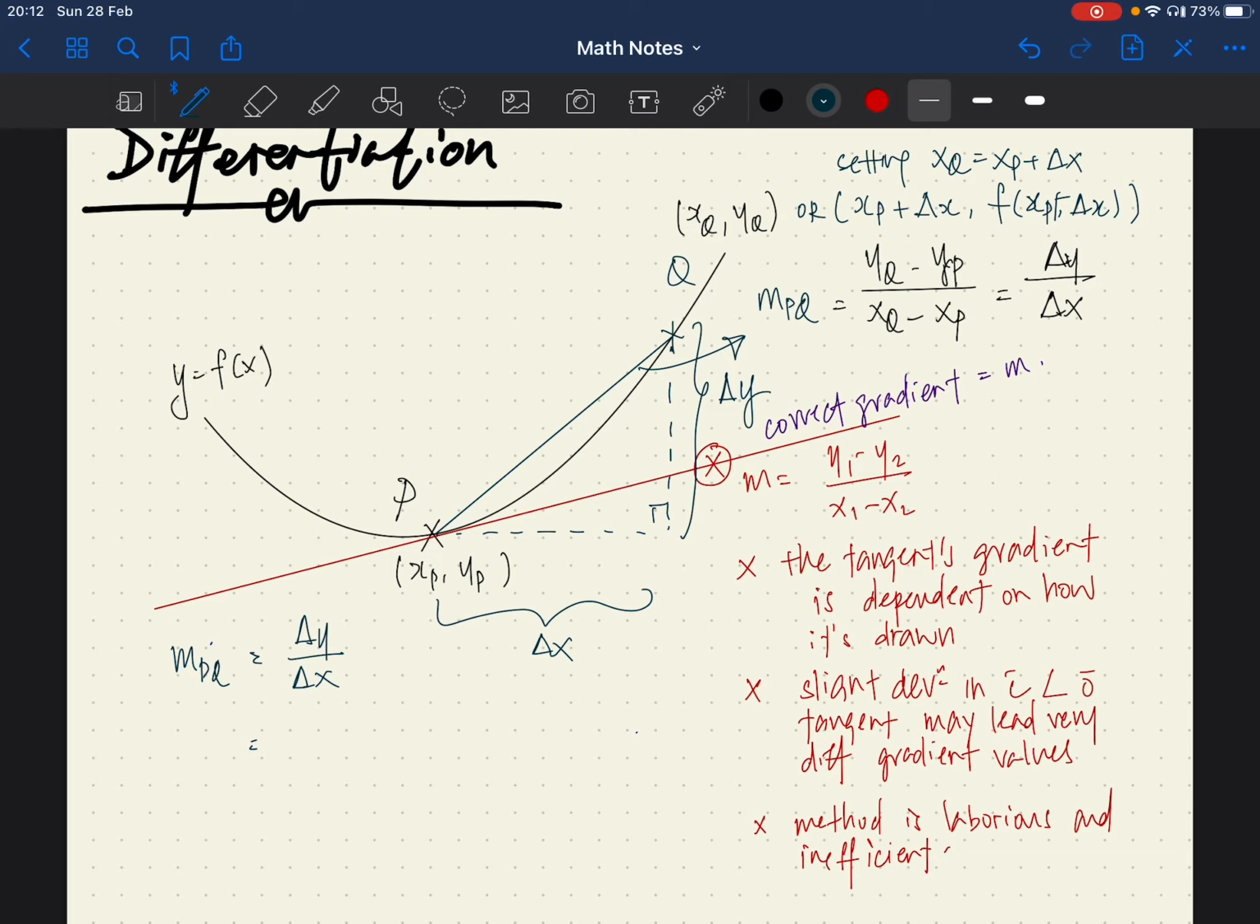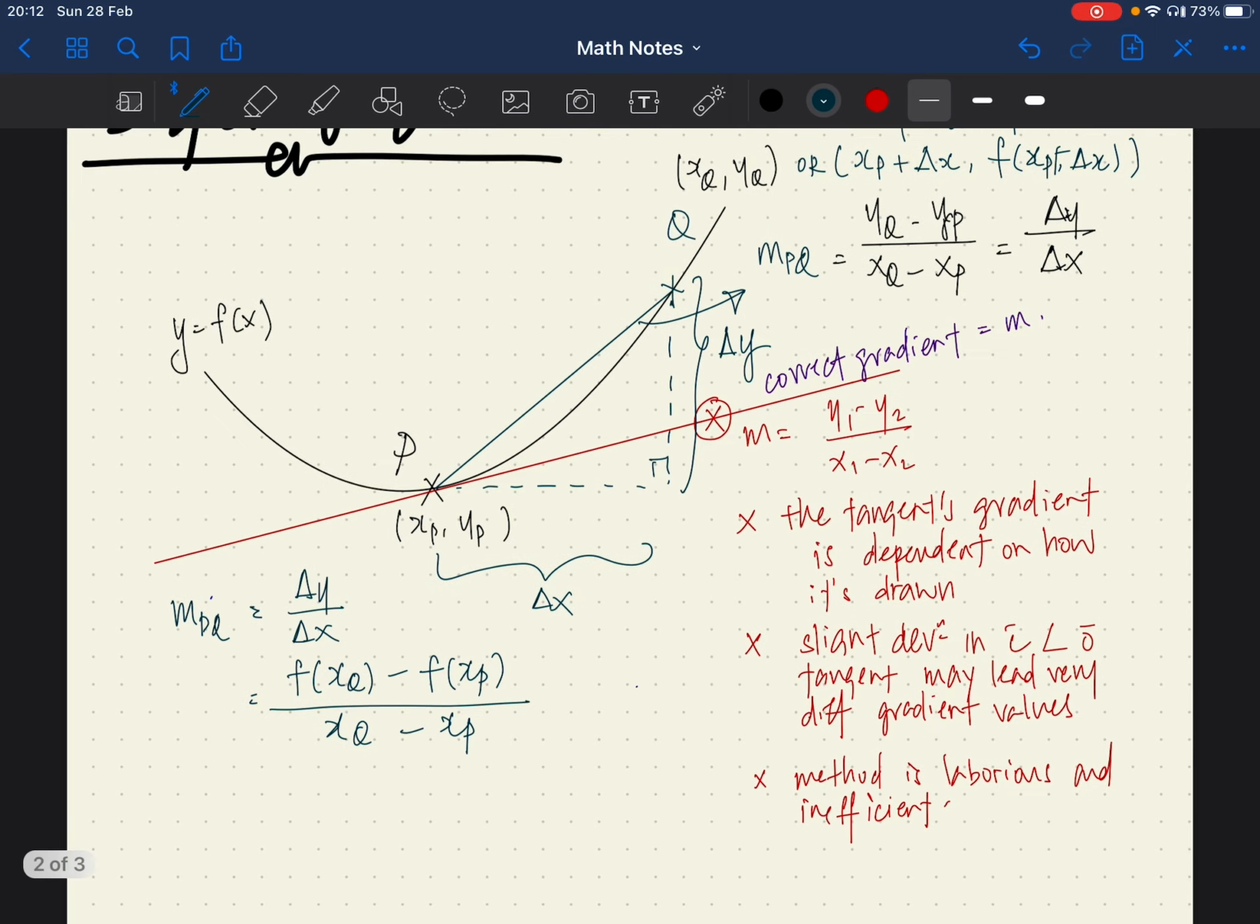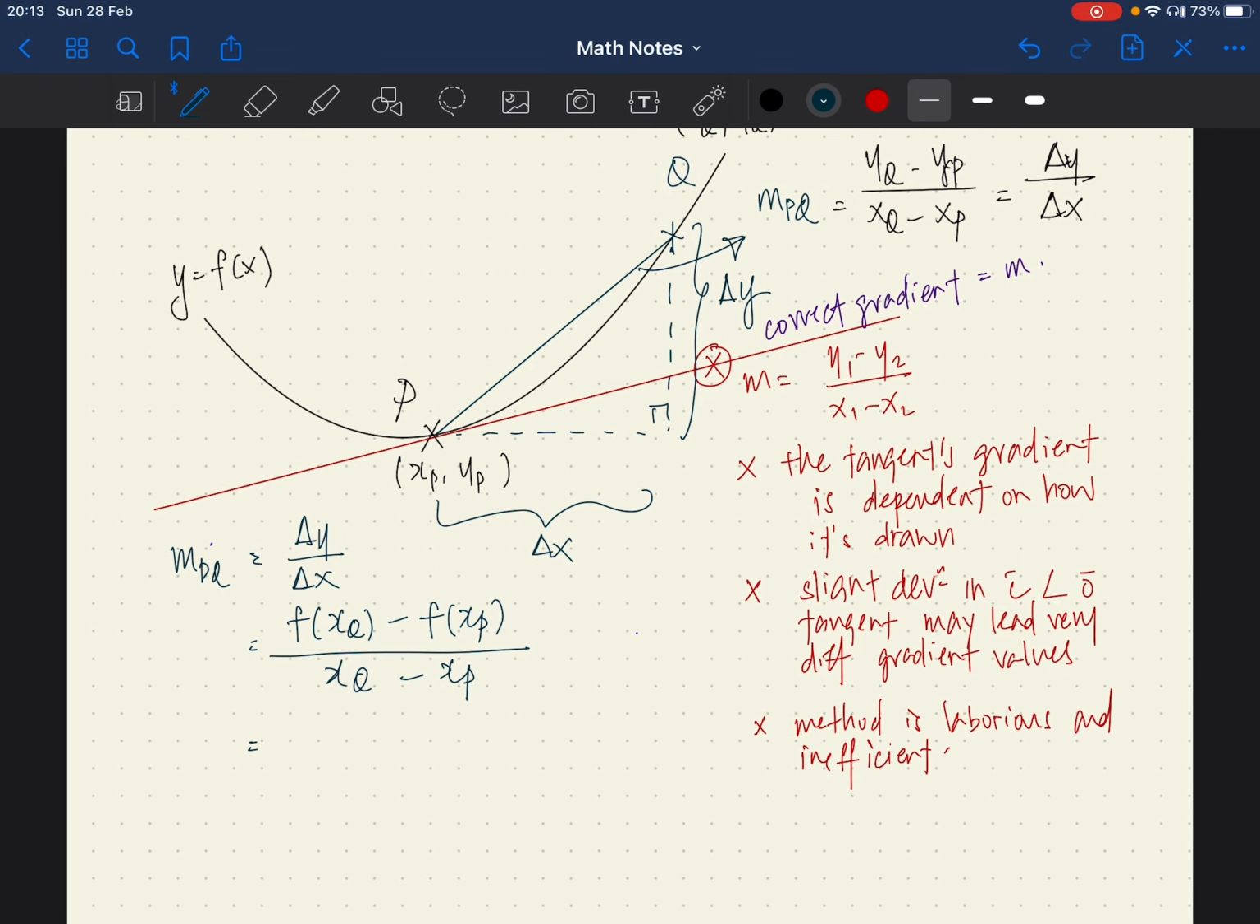So if we write it into our change in y over change in x, or yq minus yp over xq minus xp, then what we have is f of xq minus f of xp over xq minus xp, which is f of xp plus delta x minus f of xp over delta x.